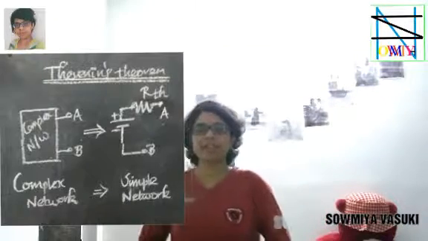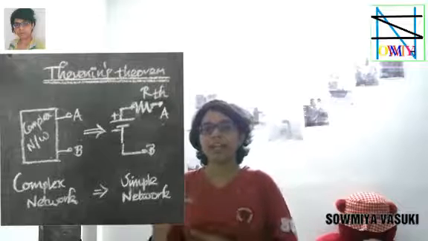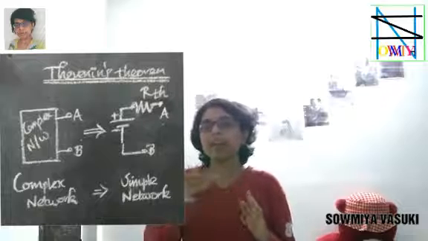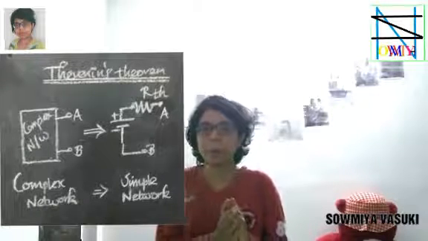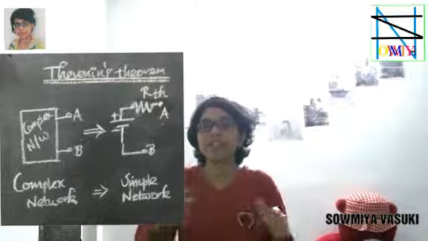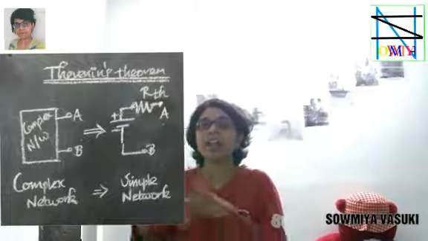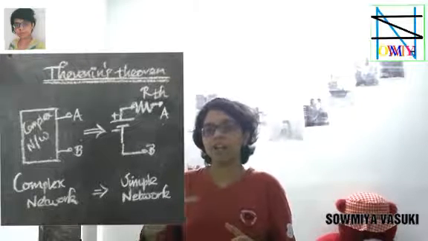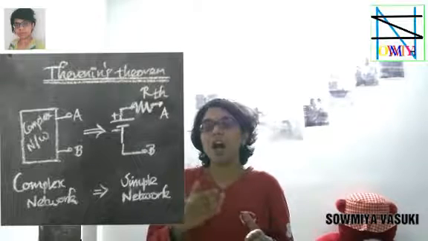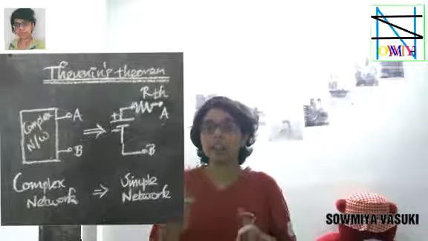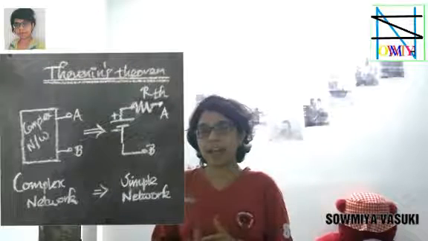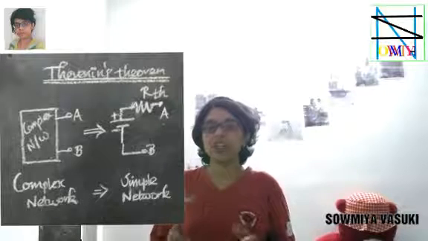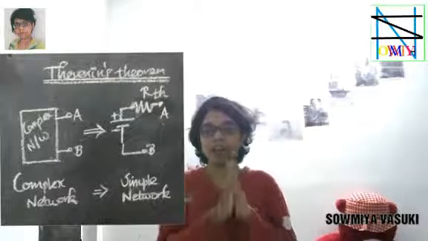The topic is Thevenin's theorem. Any linear, bilateral, active and passive network consisting of voltage sources, current sources, and resistors can be reduced to a simple network. The simple network, consisting of a voltage source in series with a resistor, is called the Thevenin equivalent. R Thevenin is the Thevenin resistance, otherwise the looking-back resistance, and V Thevenin is the Thevenin voltage, otherwise the open-circuited voltage.